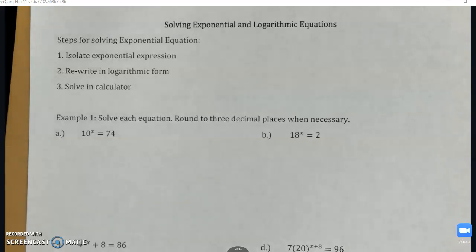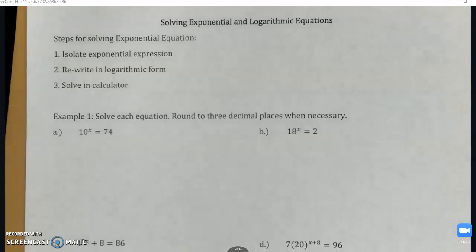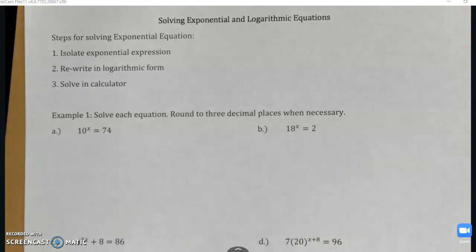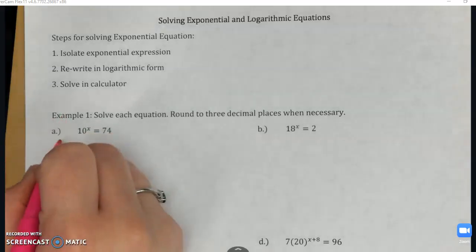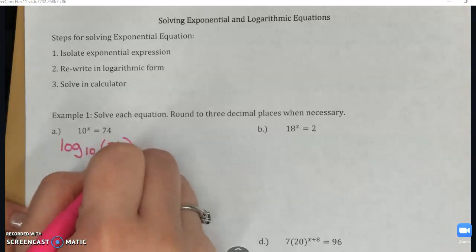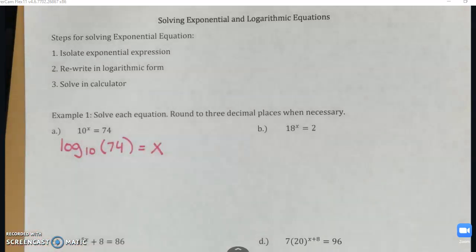So let's jump right into part A of example 1. We are going to round to 3 decimal places when needed. So starting on A, 10 to the x, that is my exponential expression, and it is totally by itself. Nothing's being added or subtracted, nothing is being multiplied or divided, so there's nothing I need to do to isolate it. It's already isolated, which means I'm going to step 2, which is rewrite it in logarithmic form. So that is going to be log base 10 of 74 equals x.